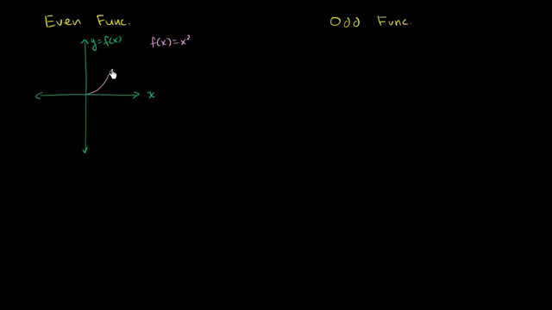In the first quadrant, it looks like this. And then in the second quadrant, it looks like this. Let me try to draw it so it's symmetric. Pretty good job. F of x is equal to x squared is an even function. And the way that you recognize it is because it has this symmetry around the y-axis.